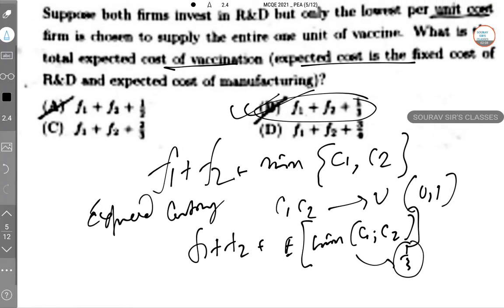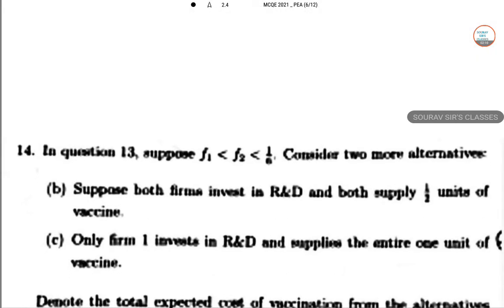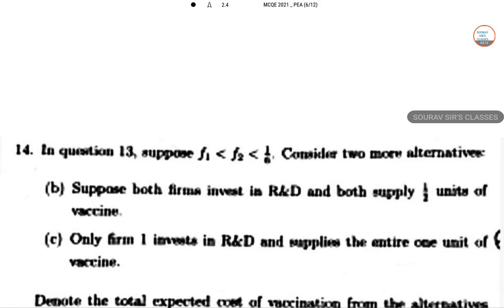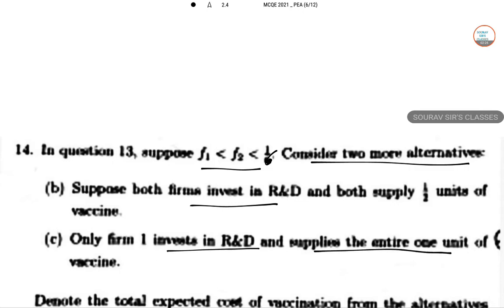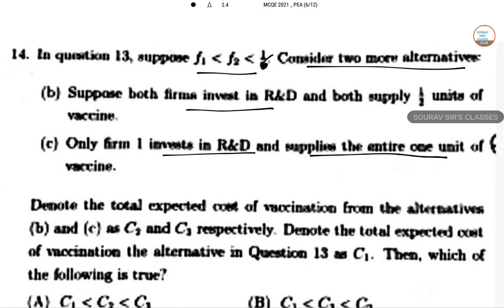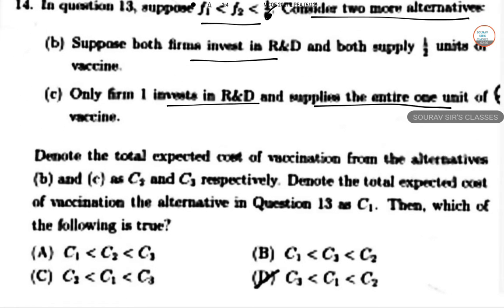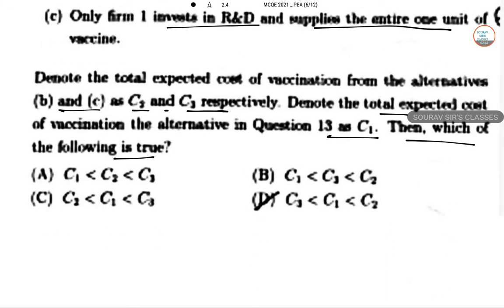Now we proceed to the next question. In question number 13, suppose that F1 is less than F2, which is less than 1 by 6. Consider two more alternatives. Suppose both the farms invest in R&D and both supply half of the units of the vaccine, and farm 1 invests in R&D and supplies the entire unit of the required vaccine. Denote the total expected cost of the vaccination from the alternatives B and C as C2 and C3. Which of the following is true about the relationship between C1, C2 and C3?